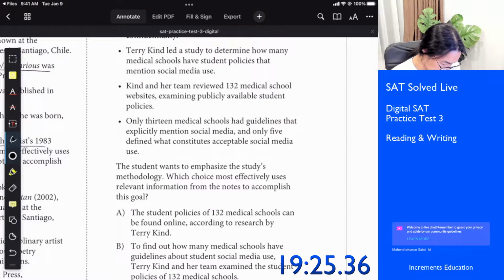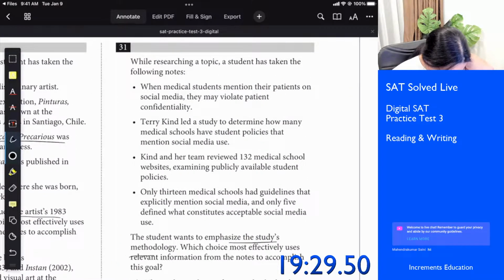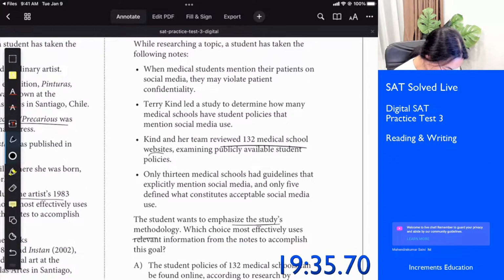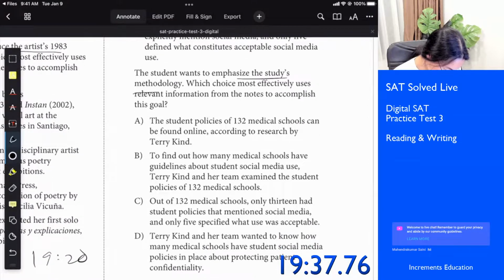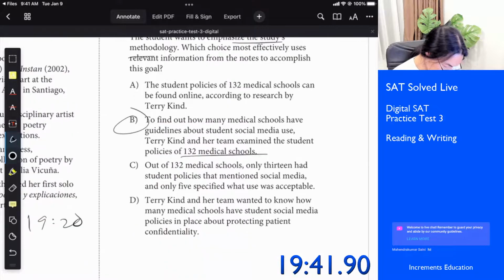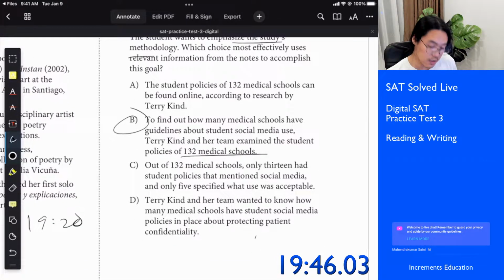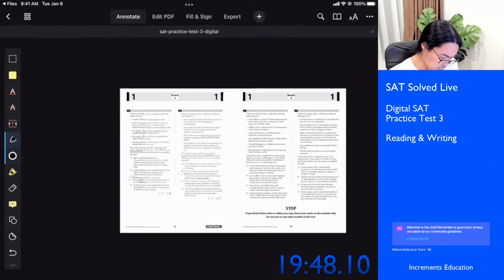Emphasize studies methodology. So methodology, where's the methodology? Study to determine, reviewed 800 websites. Okay, 132. To figure out that, examine, yep. That's methodology. Okay, so that's 1945. Those are really easy.